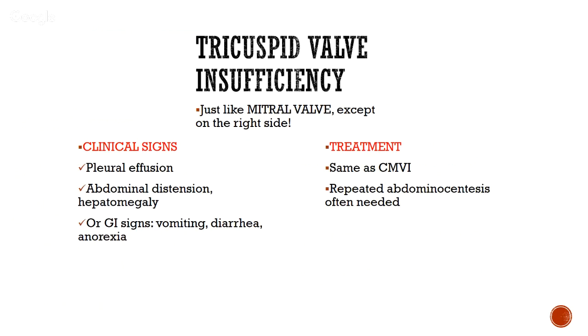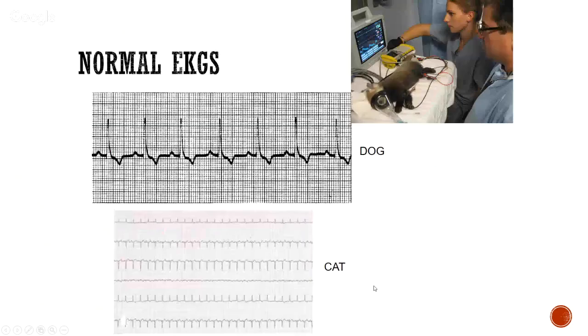You'll see abdominal distension or hepatomegaly, so traffic is backing up into the abdomen. And you may see GI signs like vomiting, diarrhea, and anorexia. And that's just because we've got a lot of pressure in that abdomen from the backup of the fluid. Treatment is the same as CMVI, and we may need to repeat abdominocentesis as needed to remove the fluid from the abdomen so they can be more comfortable.